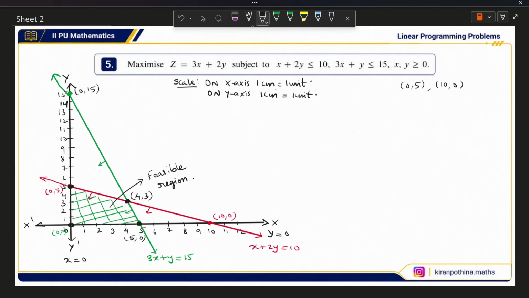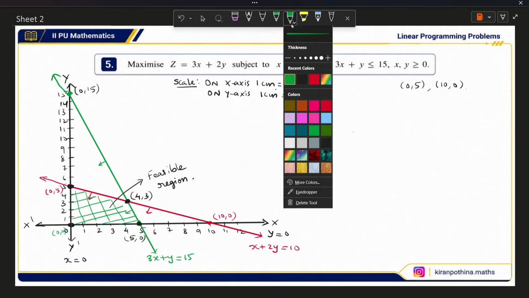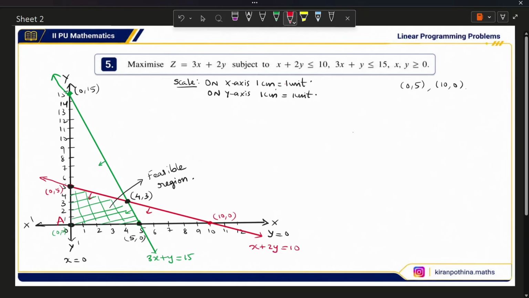We should not take 10 comma 0 and 0 comma 15. Understood? So only these four. After finding them, I will mention the names, like this is point A, B, C and D. Completely like that we have to write that graph. In that graph we have to mention the line names and points, where the feasible region is, and the corner points with A, B, C, D.